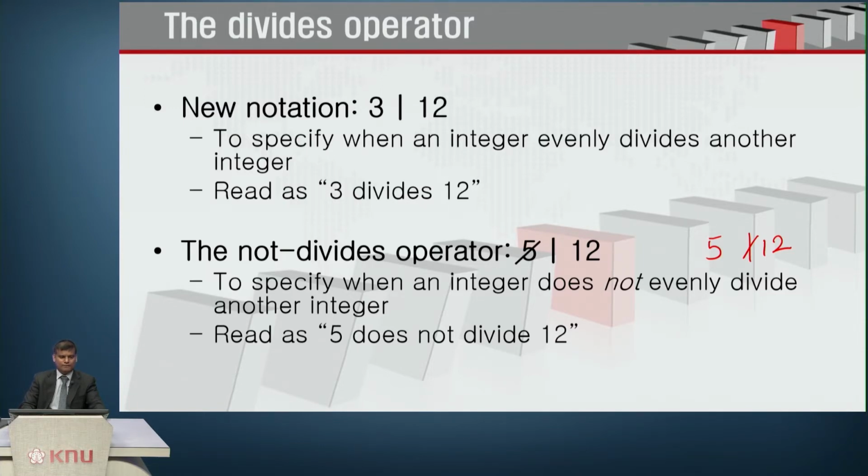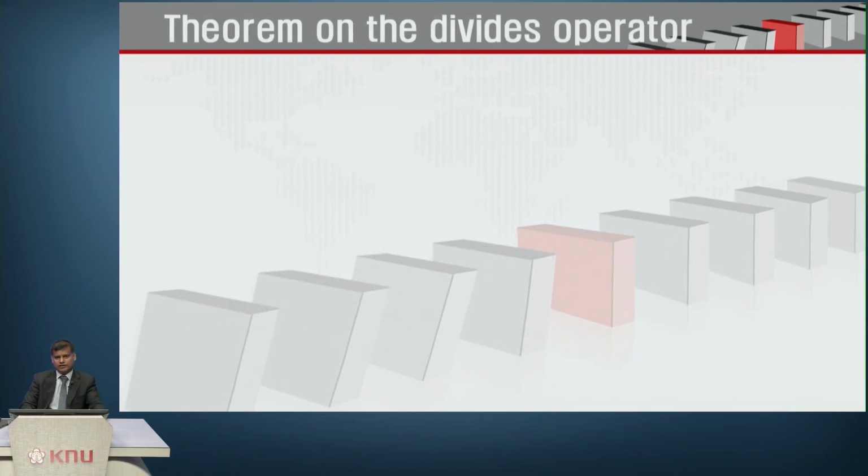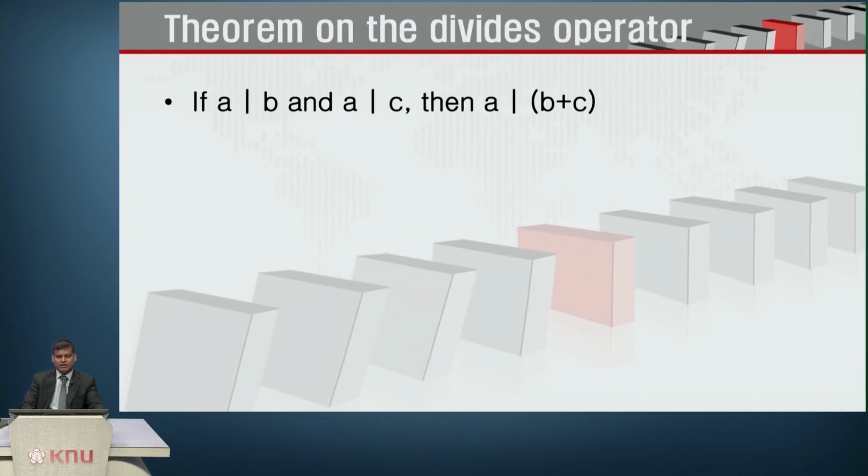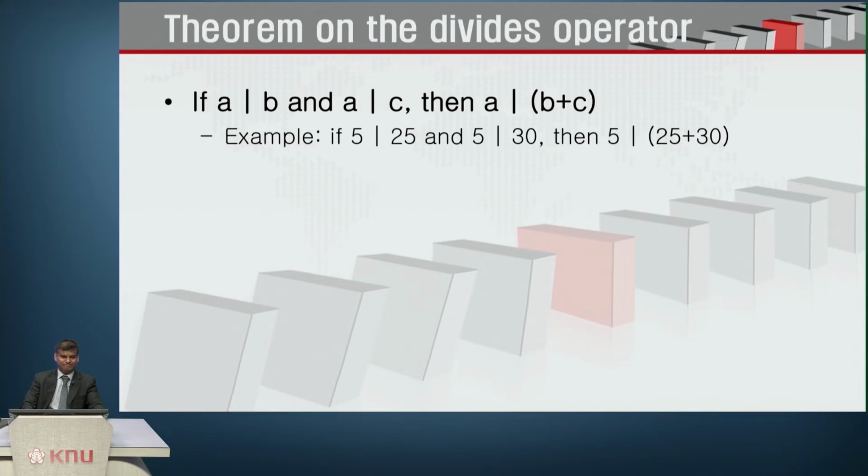Let's go on and see a few more points on the divides operator theorem. If A divides B and A divides C, then A divides B plus C. What do you think? You might have come across this in high school. Let's see some examples. If 5 divides 25 and 5 divides 30, then 5 divides 25 plus 30. That's a simple example, and you can use it to prove the theorem above.